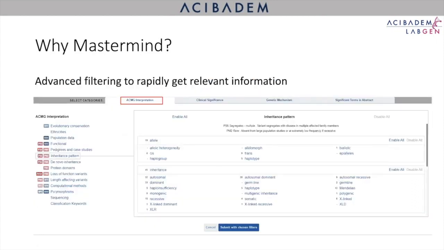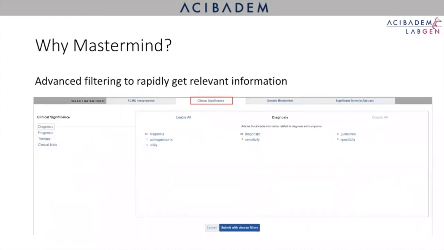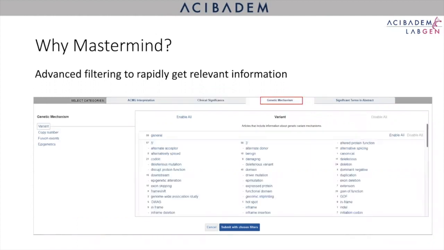With Mastermind's filtering options, you can quickly get the information you're looking for. Instead of drowning in countless numbers of publications, you can filter the results by ACMG criteria, such as inheritance or functional studies, or you can filter by clinical significance for diagnosis, prognosis, therapy, or even clinical trials. And you can also filter by genetic mechanisms, and under this category, for gain of function or dominant negative.